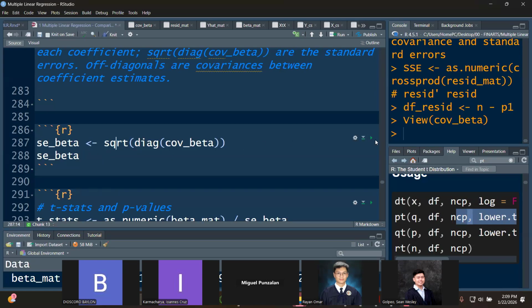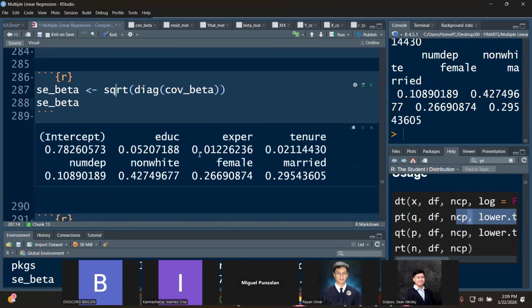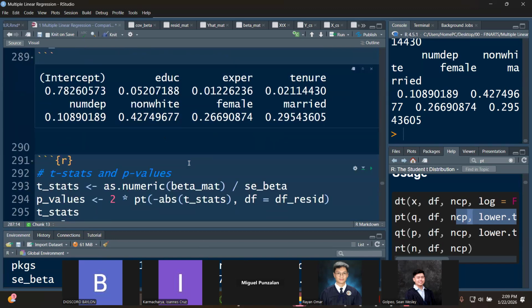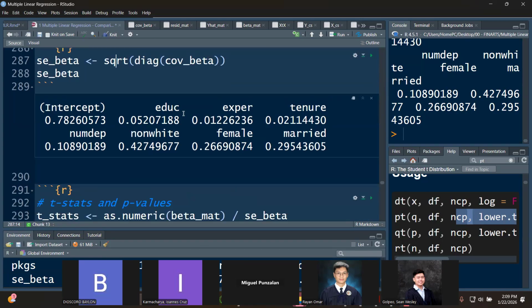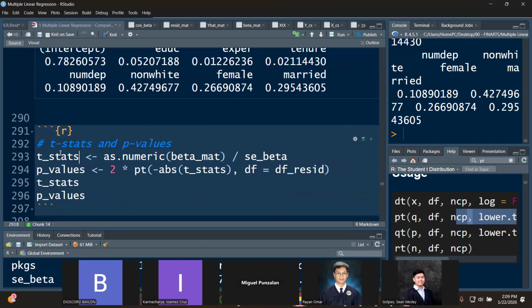And it will give you 8 numbers, class. Here. So you have the standard error of your intercept, education, etc. Okay? So in the interest of time, class, I'll just continue, no? So now, what's the next step, class? The next step is to be able to compute for your t-stats. So how do you compute for your t-stats? It's simply your beta, class, divided by your standard error.